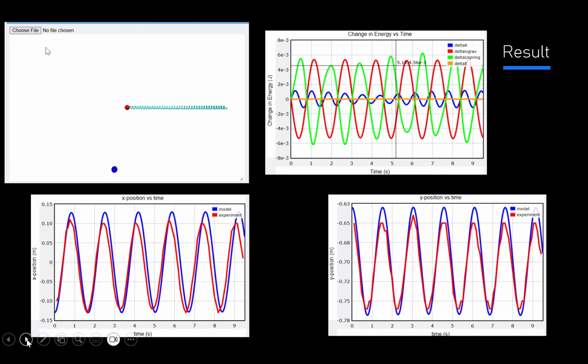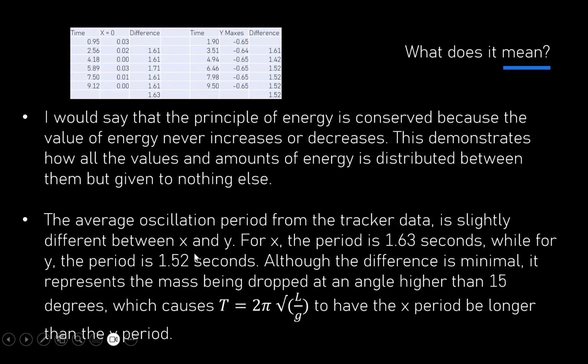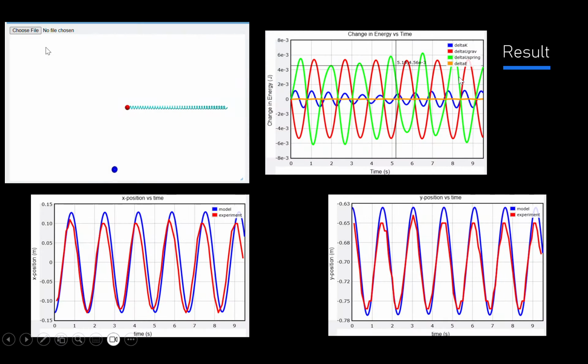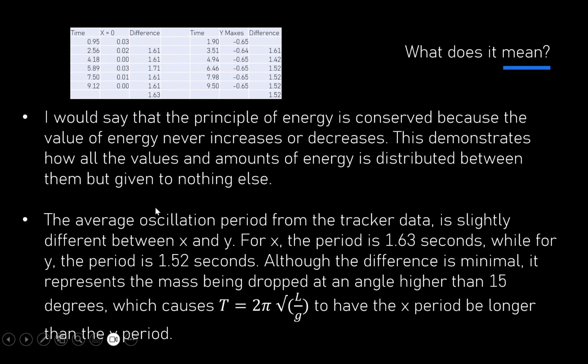Anyways, so the main thing is, what does it mean? It means that the principle of energy is conserved because the value of the energy is never increasing or decreasing, but it represents how the values are essentially distributed between each other. Now, you can look at the graph, and you can see how it's all waves. They're all representing the change in energy. Delta E stays at 0, so essentially it is not changing.